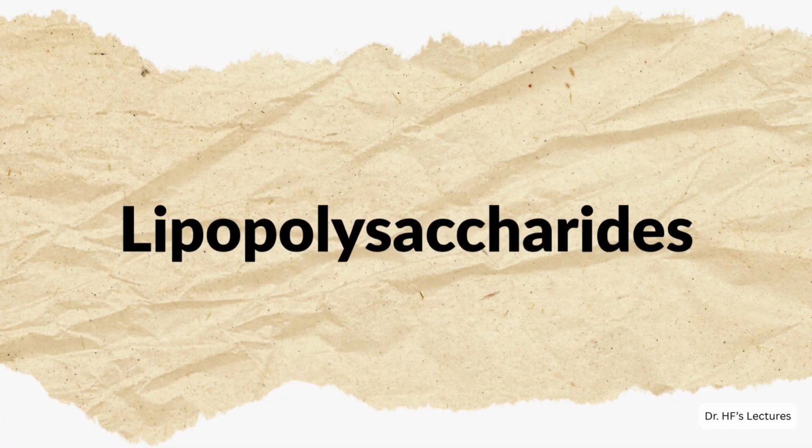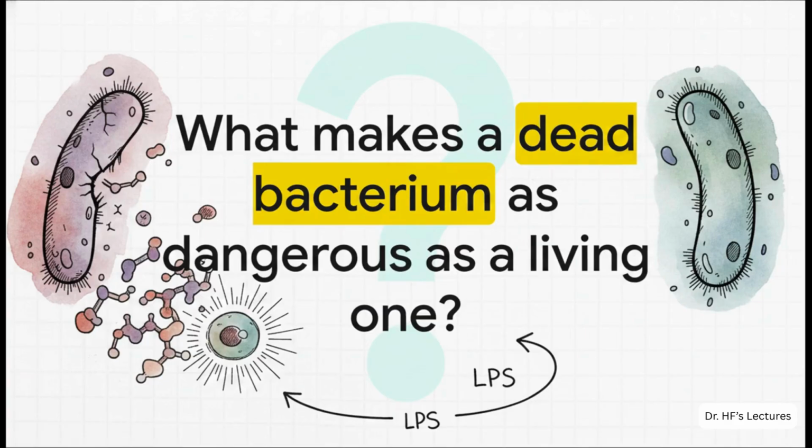Welcome to this explainer. Today, we're diving deep into a microscopic structure that acts as both a life-saving vaccine component and a deadly toxin. It's a true biological paradox, hiding right on the surface of some of the most common microbes on Earth. So, I want to start things off with a pretty intriguing question. What makes a dead bacterium just as dangerous as a living one?